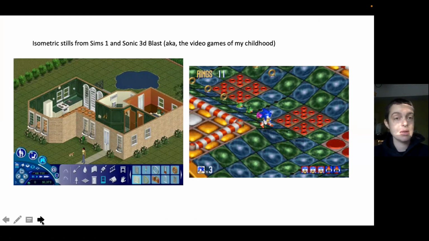And finally, just some stills from some classic video games like Sims and Sonic 3D Blast. You can see a lot of them were laid out on that isometric grid as well, because it allows you to have a clear view of your entire world.